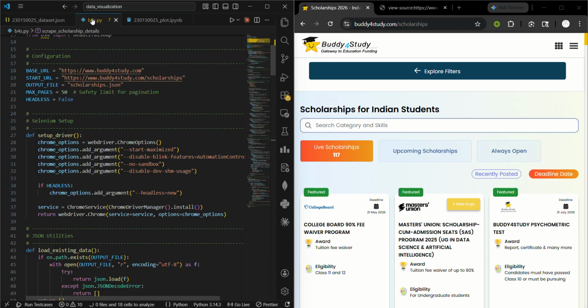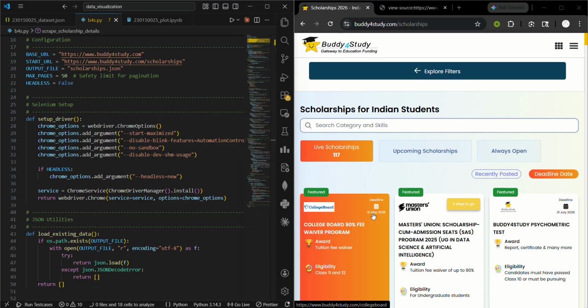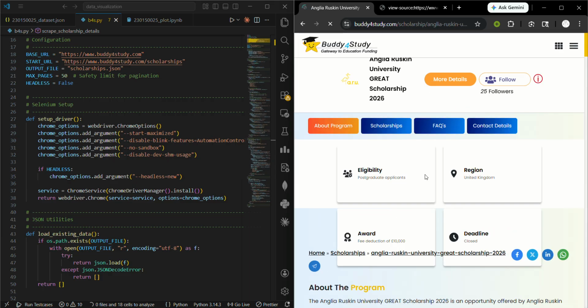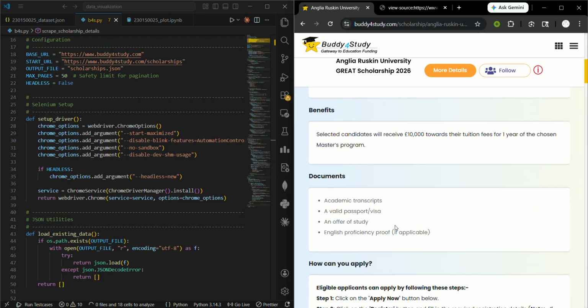The scraper begins by configuring a Selenium WebDriver for browser automation. It then navigates through multiple scholarship listing pages. For example, we have this scholarship card. So first it scrapes data from here, the award, eligibility summary, the link and the logo of the scholarship. Then it goes further inside and scrapes data from here too.